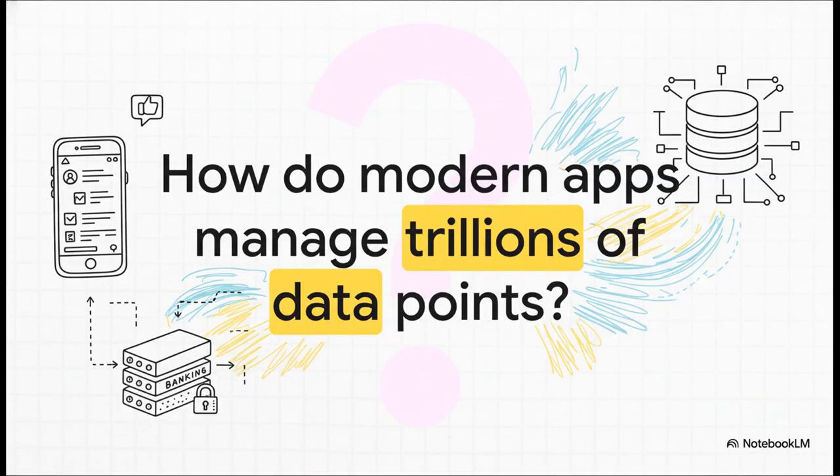Just think about the last time you were scrolling through your social media feed, or maybe you checked your bank account. Every single like, every transaction, every interaction, that's a data point. Now multiply that by billions of users, and suddenly you're looking at trillions of data points being juggled every single second. How on earth is that even possible? Well, it all comes down to the blueprint of the database.